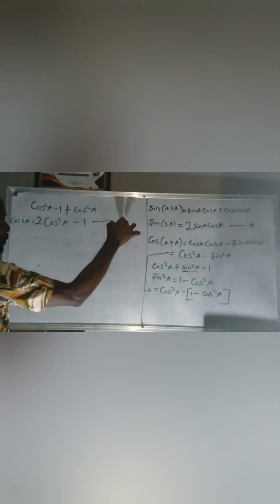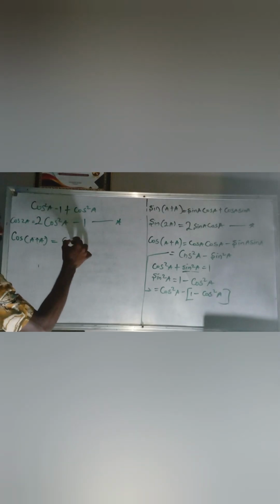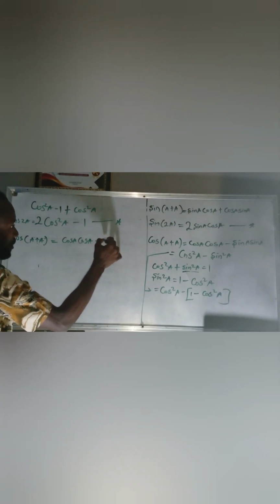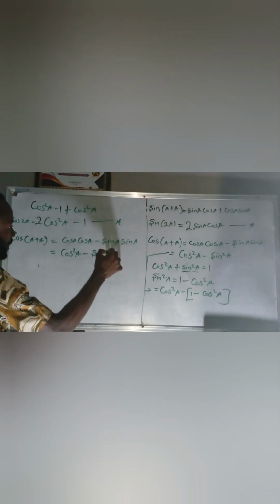If you are using sin theta as the subject formula, note this one also: anywhere you see cos 2A, it is equal to this one. It is also equal to another one. From here now, remember that we have cos A plus A to be equal to cos A cos A minus sin A sin A. So this gives us cos square A minus sin square A. From here, we use this one as a subject formula, and we arrive here.